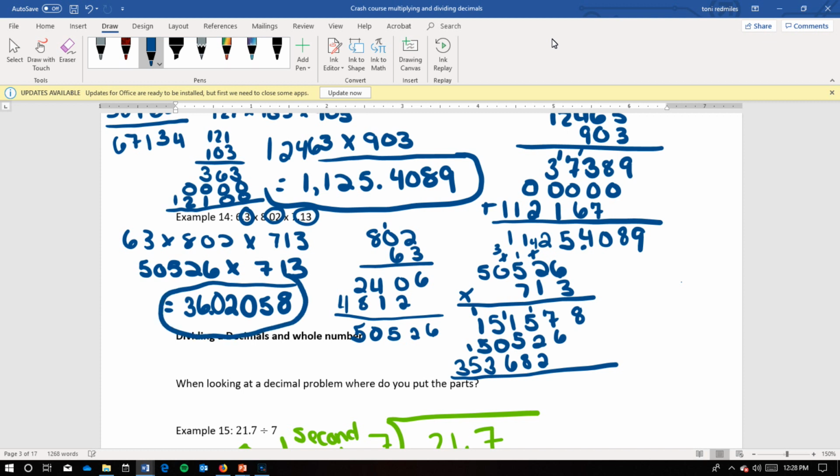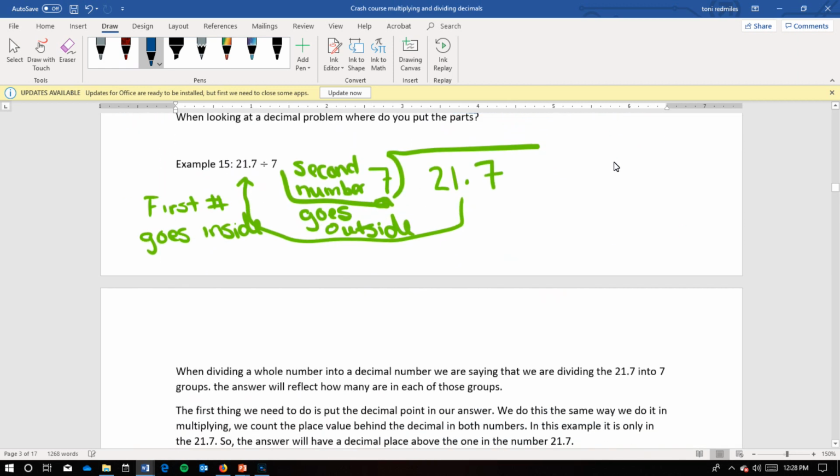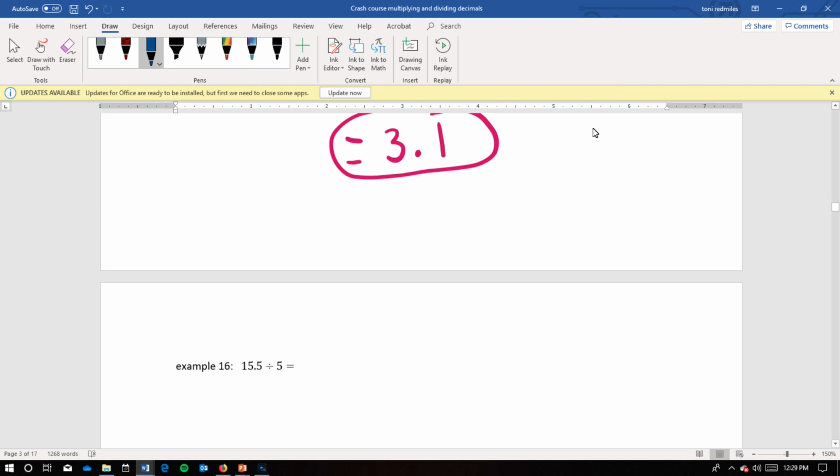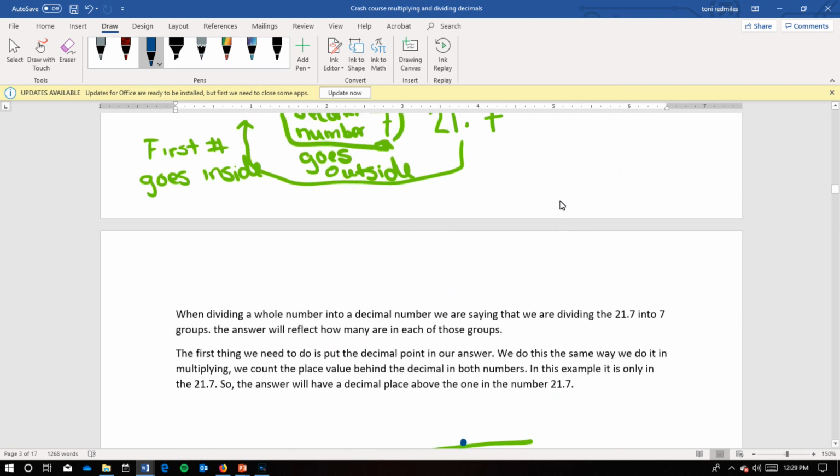Okay, so keep practicing your multiplication of decimals, and when you come back, we'll start talking about dividing decimals, and we'll be starting with example 16 since 15 is already written out for you.